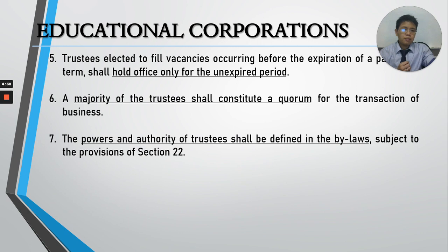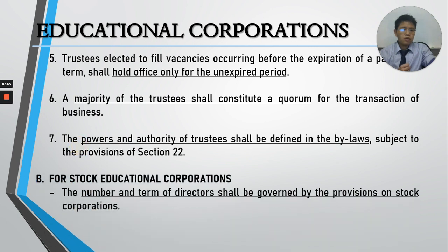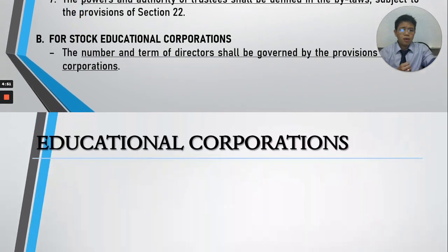What else? Powers and authority of the trustees shall be defined in the bylaws, obviously, and subject to the provisions of Section 22, meaning your board must act as a body. For stock educational corporations, number and term of directors shall be governed by the provisions on stock corporations, like I have said a while ago.